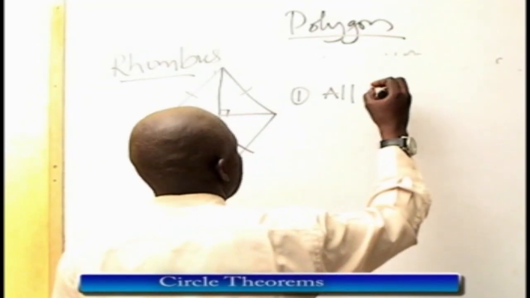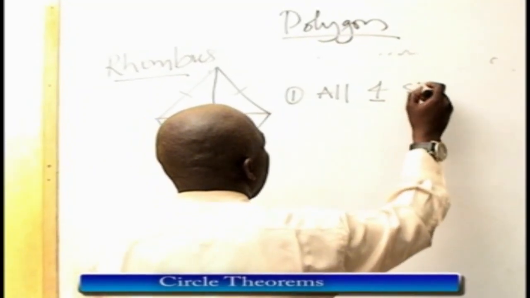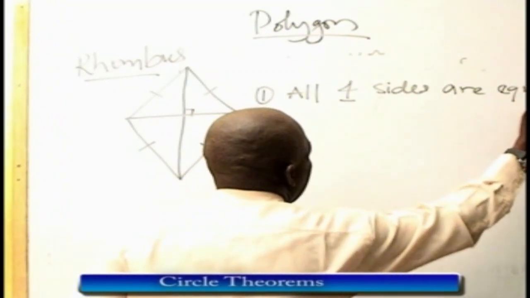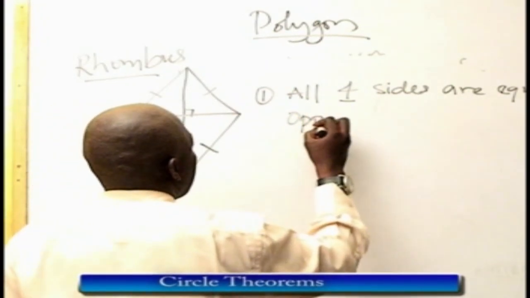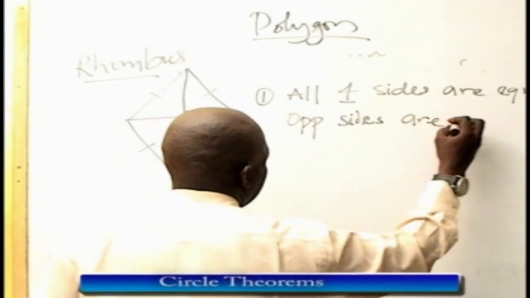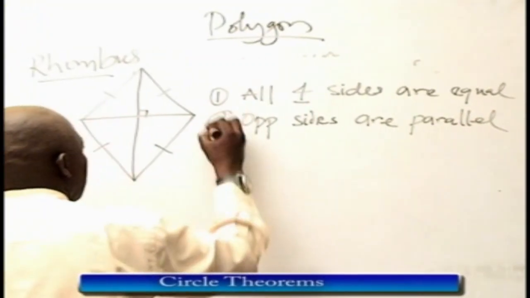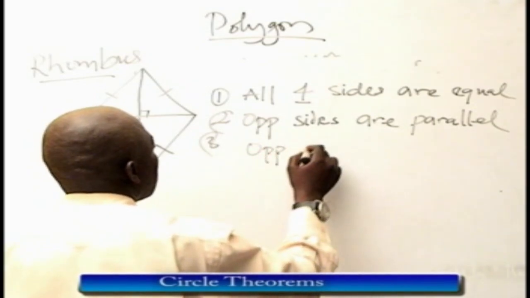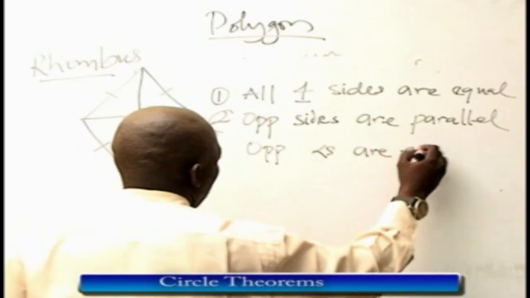All four sides are equal. Number two, opposite sides are parallel. Number three, opposite angles are equal.